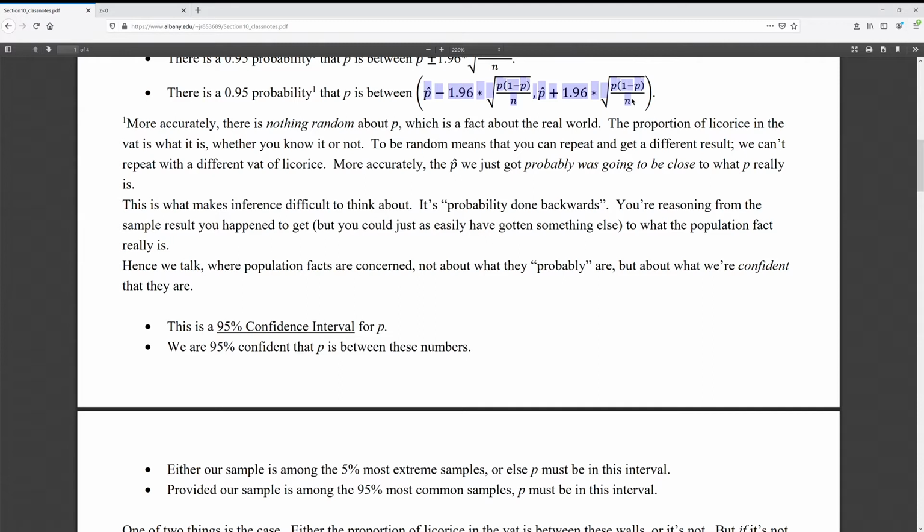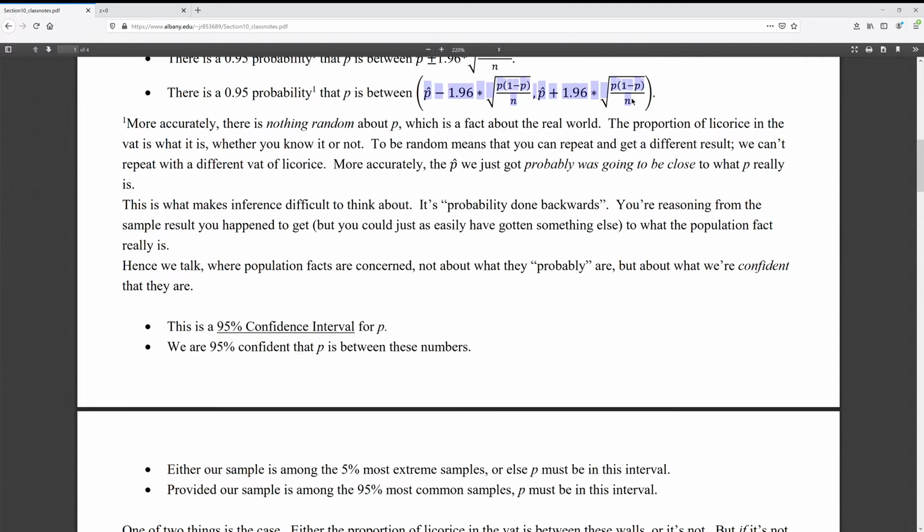Now, let's elaborate on that a bit. Remember, at the end of the day, we're never going to be certain about anything. We take a sample, we get some walls. End of the day, the population fact, the parameter, is either between those walls or it's not. End of story. However, how does this play out?